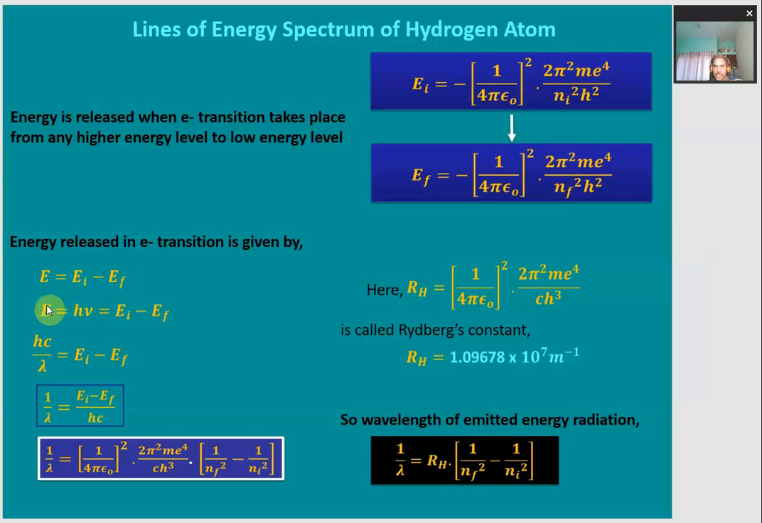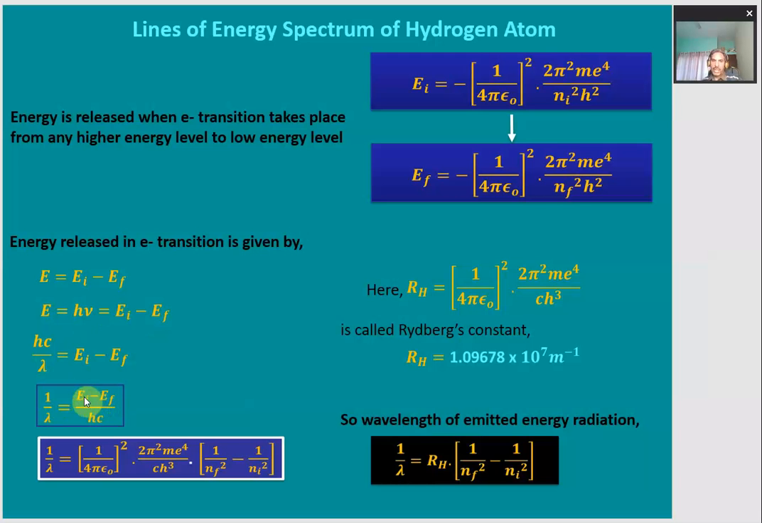So this energy released, according to the expression, is written as h nu. The radiation will have the energy given by h nu, so h nu is equal to EI minus EF. Now nu is written as C upon lambda, right? And from there we are calculating the expression for lambda. So the formula for lambda, the wavelength of the radiation or energy which is released, will be given by EI minus EF upon HC.